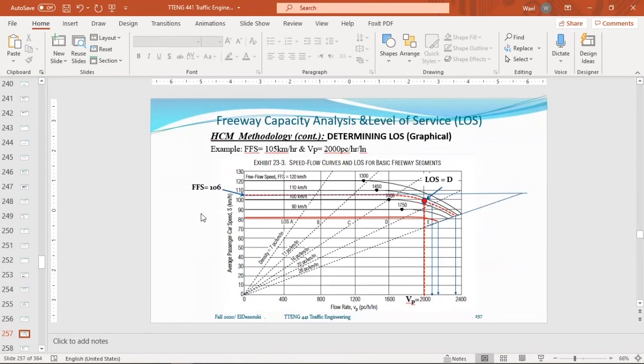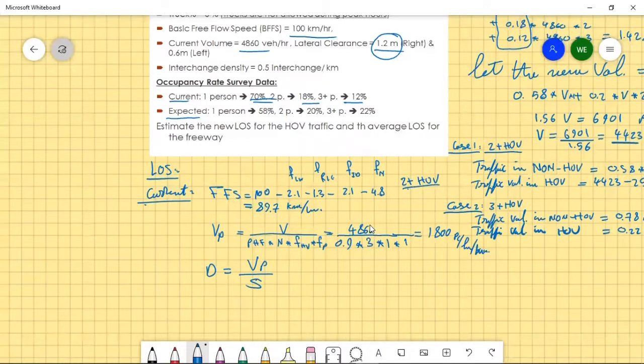Yes, our volume is somewhere here. It's right in the middle. And our speed is almost 90. We can get it from the graph. Okay, so we are almost here. We can assume that that's the threshold for the linear function. Okay, so we can assume that it's going to be more or less the same. The speed almost equals the free flow speed, so we can use it here.